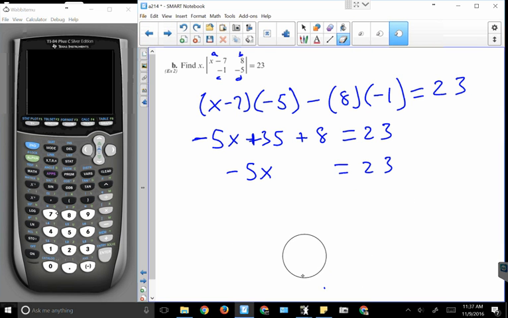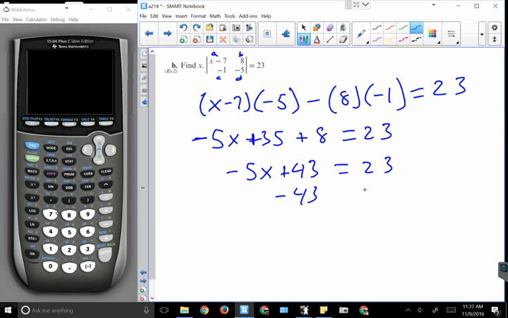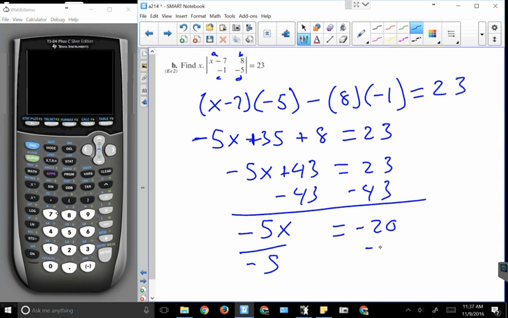Okay, so here we are, back at it again. I add those two together, and what do I get? 43. Okay? Subtract 43, subtract 43. Negative 5x is equal to negative 20. Is that better? Divide by negative 5, divide by negative 5, and x is equal to 4. There, now I got it right.